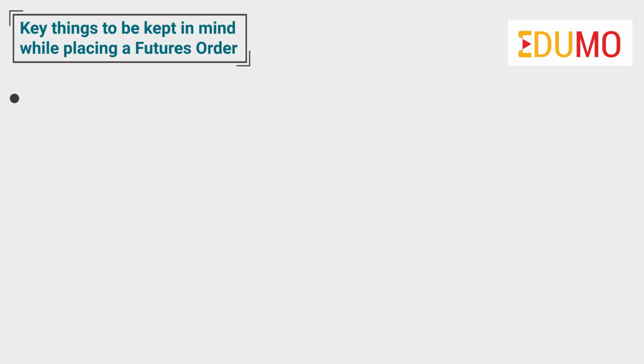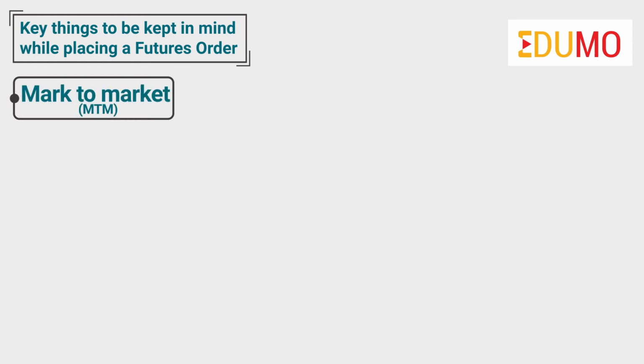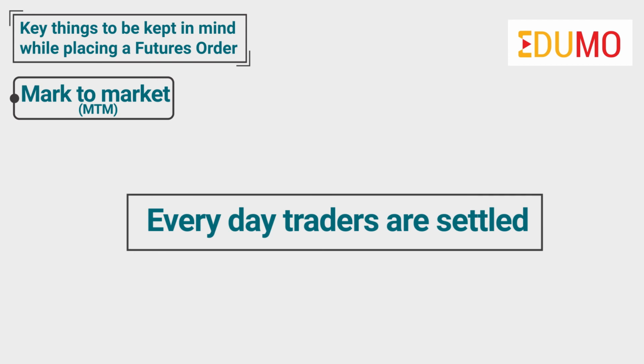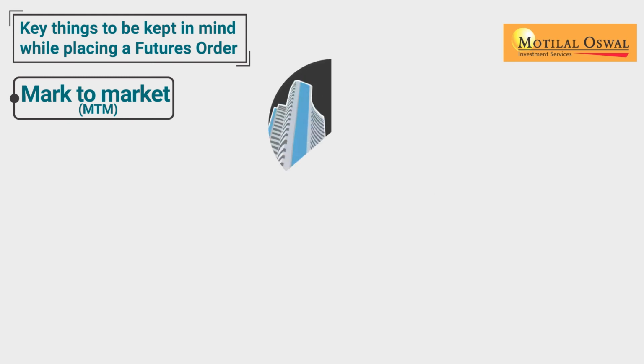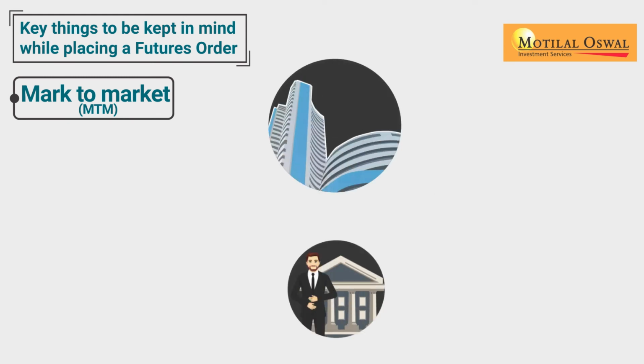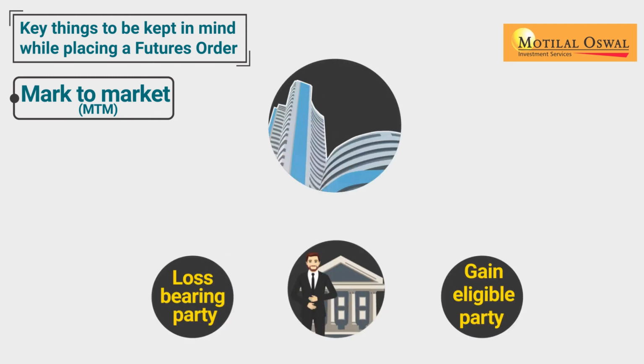Lastly, we have the mark-to-market, MTM. In a futures contract, gains or losses are settled on a continuous basis at the end of each trading day. This exercise is called the MTM settlement. The exchange, with the help of a broker and a clearing house, collects this MTM margin from the loss-bearing party and pays the same to the gaining eligible party.